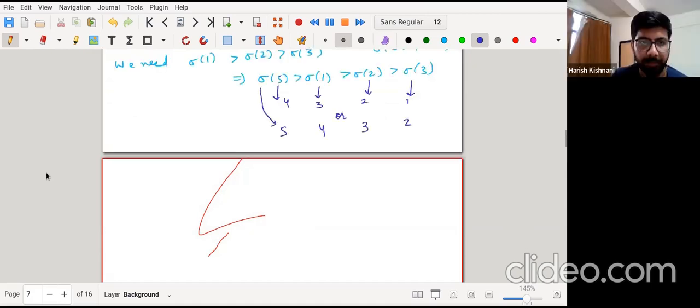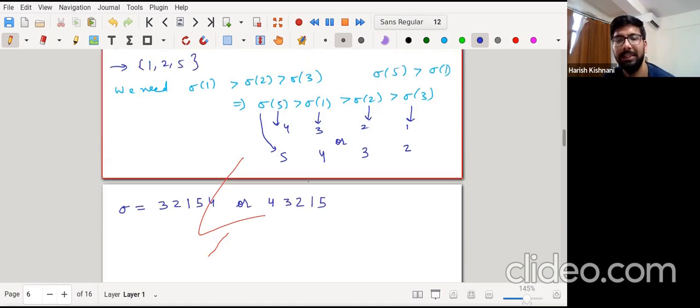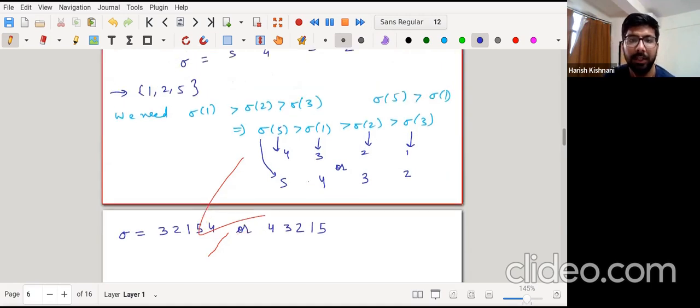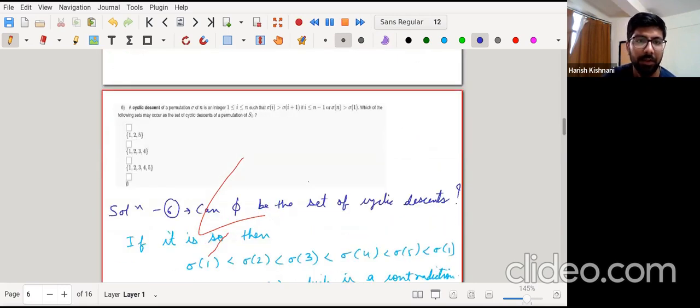Yes. So going through the first case, it is 3, 2, 1, 5, 4, right? Or the second case gives us 4, 3, 2, 1, and 5, right? You will agree to that. There are two permutations which can have 1, 2, 5 as the set of cyclic descents. Okay, so that completes this question. So options 1 and 2 are correct, and the other two are incorrect.